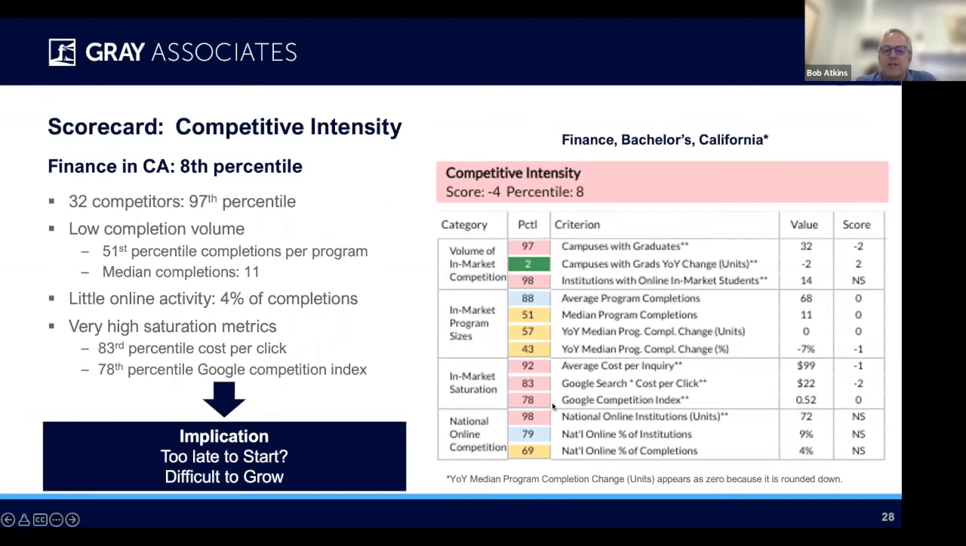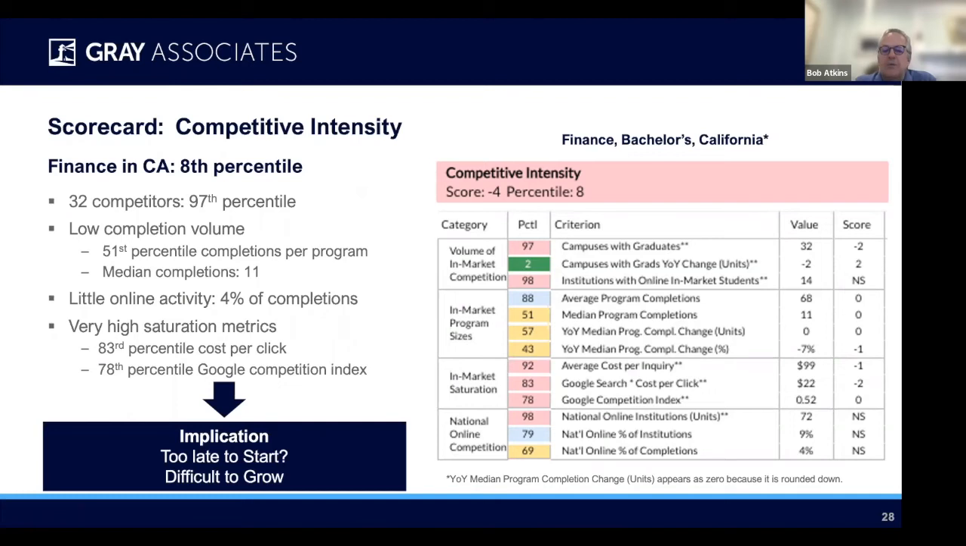Then we look at these in-market saturation numbers, and none of them are favorable. This is a case where a high number is not good. And we can see the Google Competition Index at 0.52. That's actually a number Google provides. It ranges from 0 to 1. That's getting up above average, 78th percentile in our data. Cost per click is at the 83rd percentile, so it's getting to be quite expensive. And cost per inquiry is at the 92nd percentile. So all these numbers tell you is how intense is the competition in this market for this program.